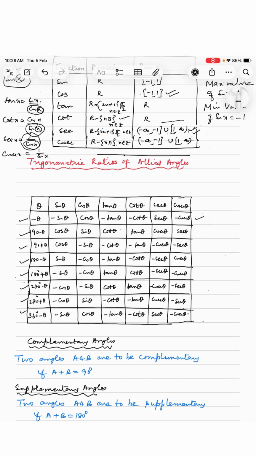Now just observe, here only cos function and secant function, these two are having plus sign, remaining all four ratios are having negative sign. Now the proof of this, if anybody is interested, they can share in their comments. We can discuss the proof of each of these allied angles in our next class also. But please try to remember this rule, very, very important to solve the basic problems. So please go through this table thoroughly.